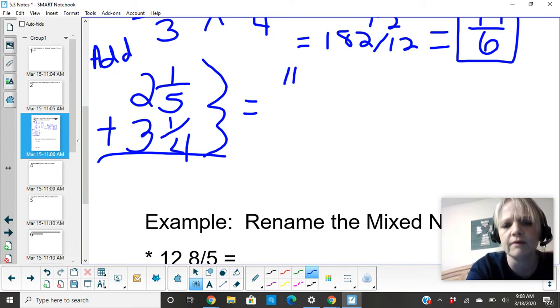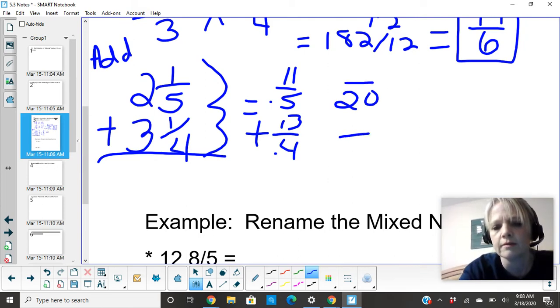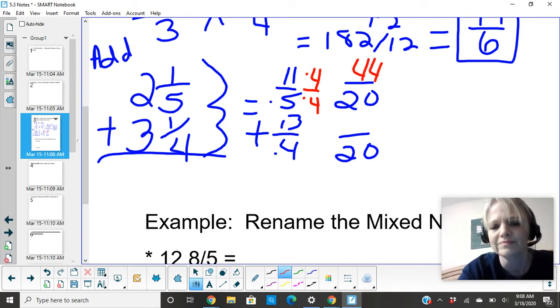So this would be 11/5 plus 13/4. And then the common denominator between 4 and 5 is going to be 20. And so you're going to multiply the top fraction by the magic number 1, 4 over 4, to get that. And so the new numerator for the top fraction is 44. And then for this one, the magic number 1 is going to be 5 over 5. And so that's going to be 65.